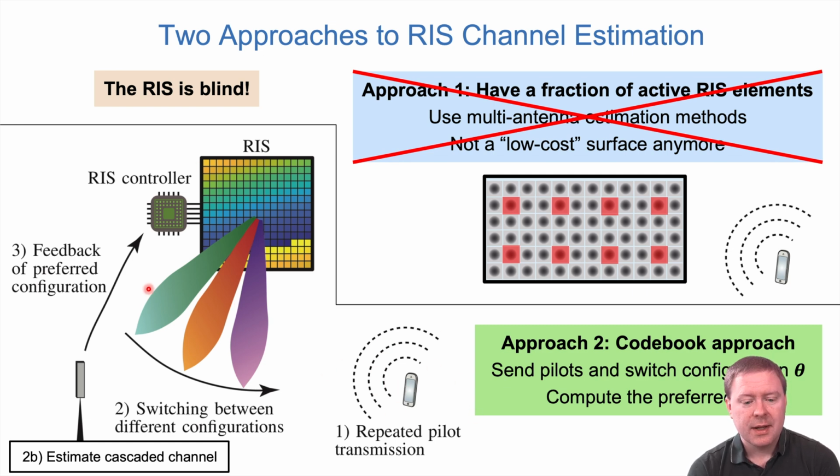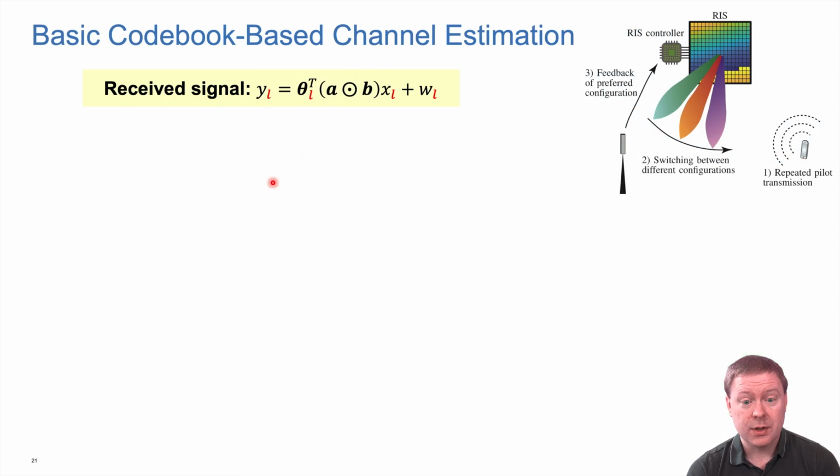The RIS is switching between different configurations, so you can measure at the base station how strong the signal is, both in amplitude and phase. And then we estimate the cascaded channel, we compute what would be a preferred configuration, and then we feed it to the RIS that is then switching to that configuration during data transmission. And this is the path forward that we will now have a closer look at.